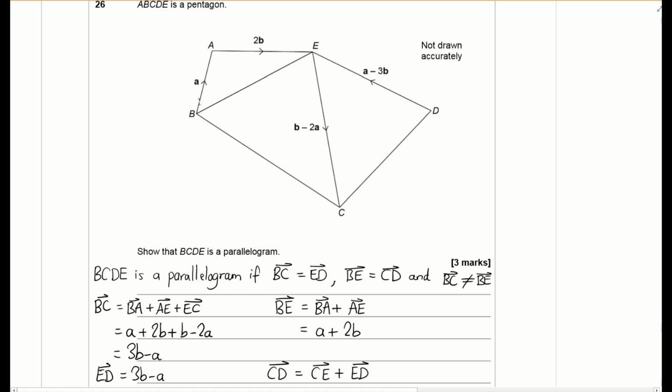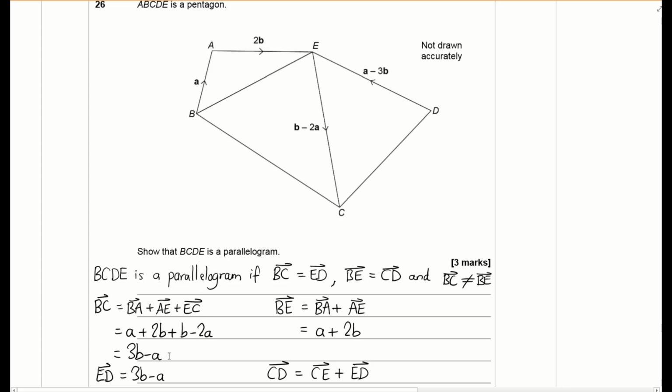Now a route that you know is ones where you've got the bold lettering. You can see that going from B to C, there's no direct pathway. So we go B to A to E, E to C. So BA plus AE plus EC. All of those are with the grain. So it will be A, add 2B, add B minus 2A, which equals 3B minus A.